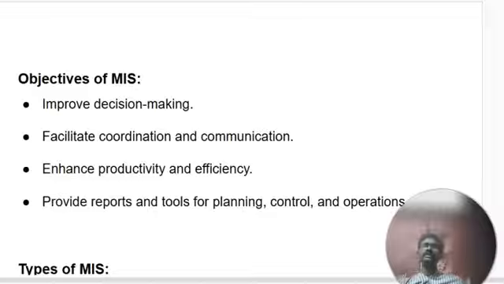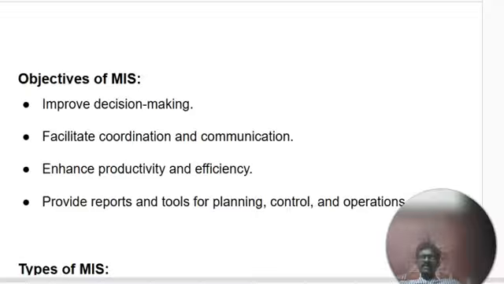Next, let us see the objectives of MIS. Objectives means what is the purpose, what is the use of using this MIS, right? First, by using an MIS, we can improve decision making. In the previous chapters we have seen that the purpose of an MIS is decision making. So the first objective of an MIS is to improve decision making. We make use of an MIS for giving a very good decision, right?